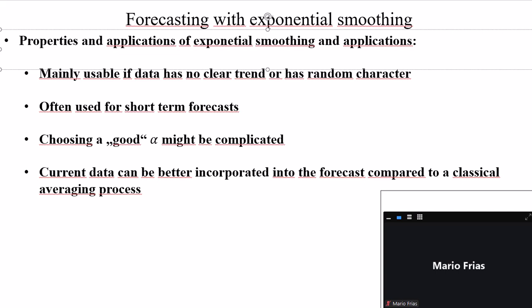And of course, the advantage compared to the moving average is that you have somehow a parameter where you can play, well, how important should be, within my forecast process, the valuation of the current or the latest data, by choosing a small or a large alpha.